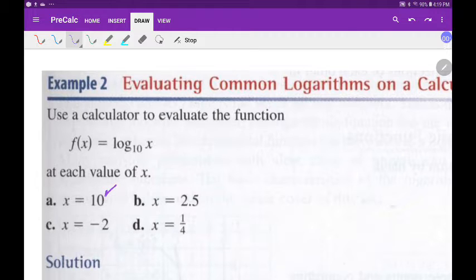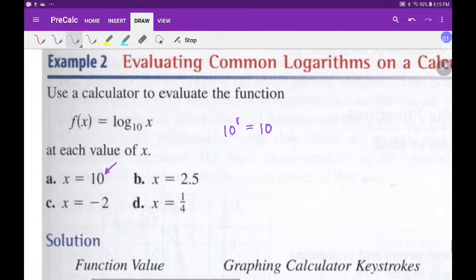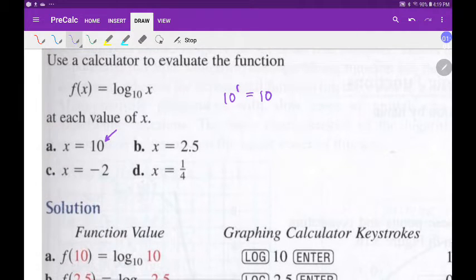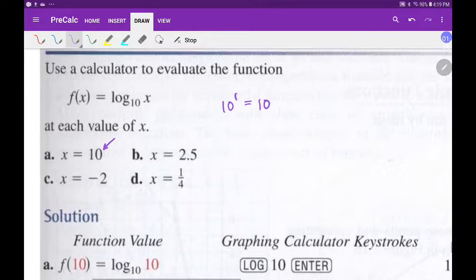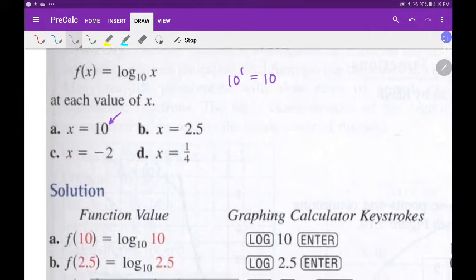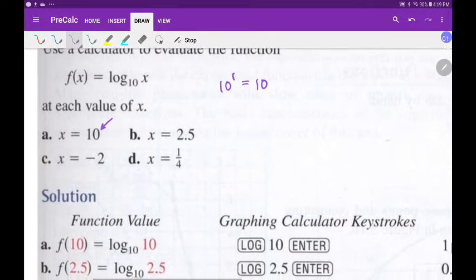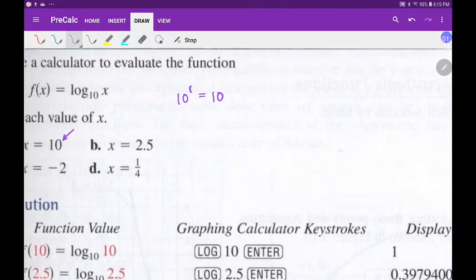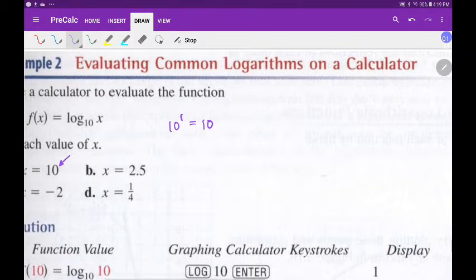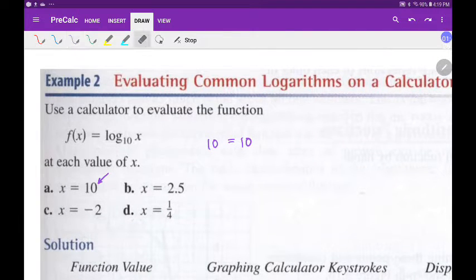So if my argument is 10, well, I know what to raise 10 to get 10. It's 1, right? And that's what they tell me. That's what my calculator will tell me as well. It will tell me something. Oh, there. I couldn't see the answer. It's over there. There's the display. The display is 1. If you want the same thing, raise it to 1. Okay.